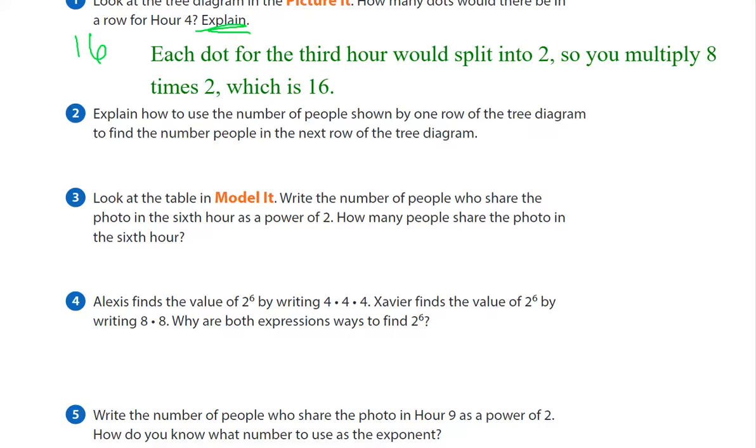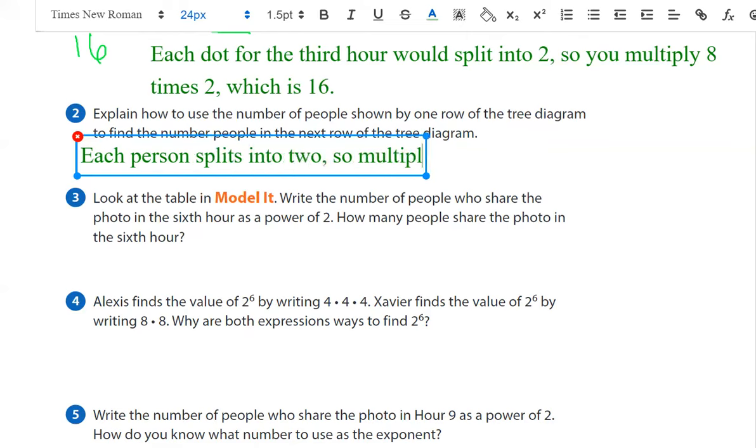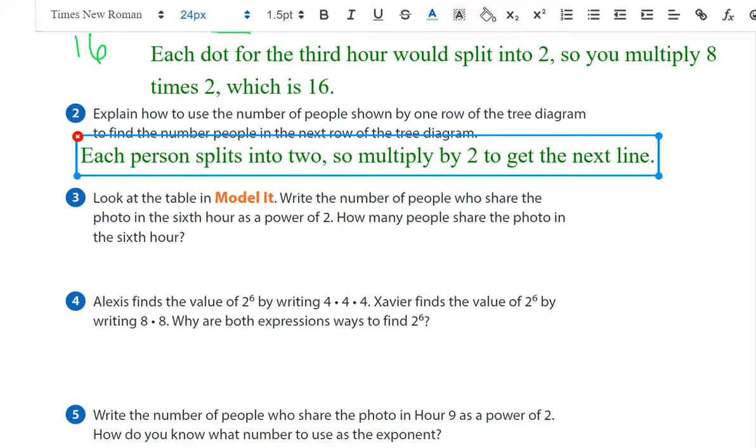diagram to find the number of people in the next row of the tree diagram. Well, it's kind of the same answer, isn't it? Each person splits into 2, so multiply by 2 to get the next line. There you go.